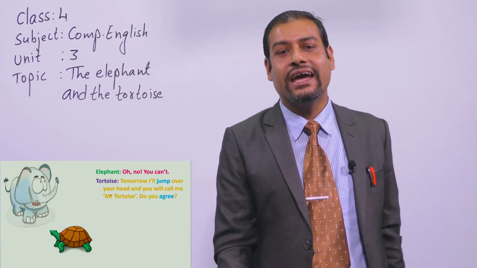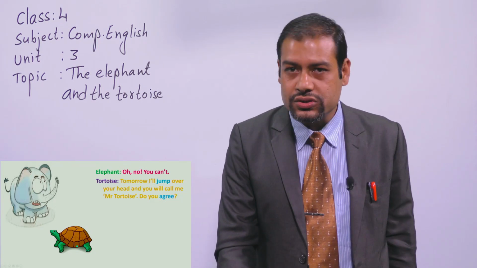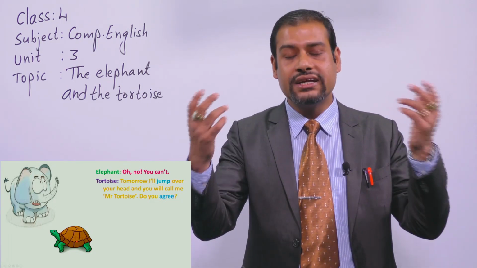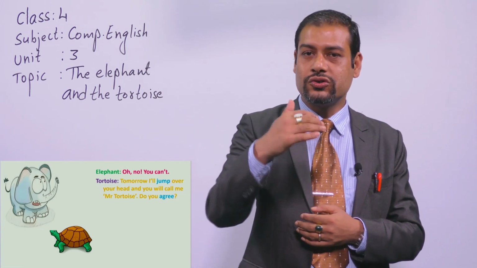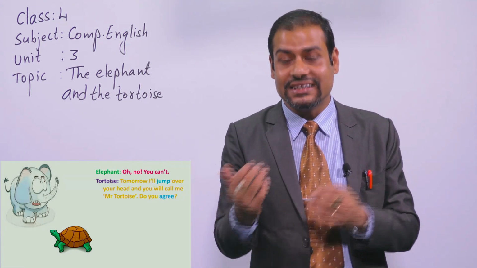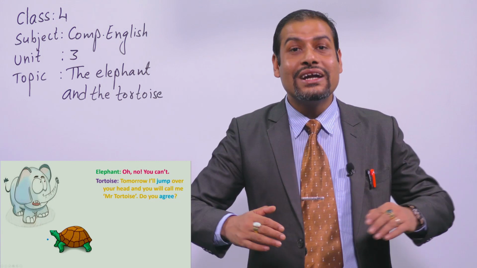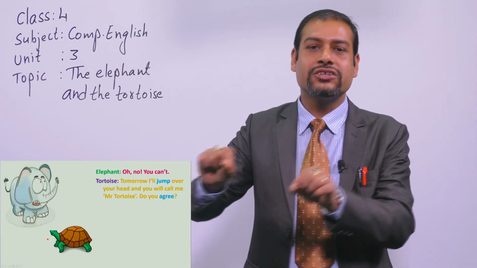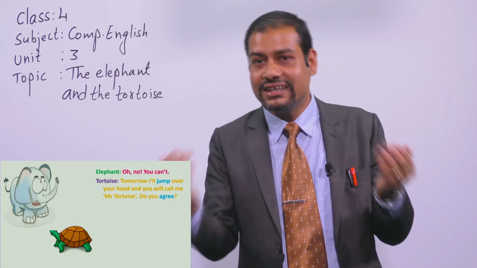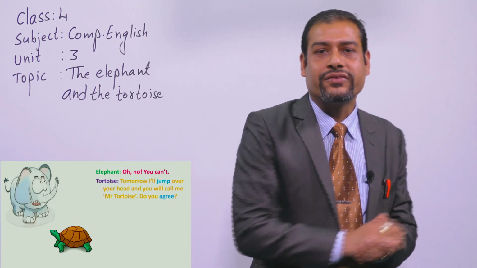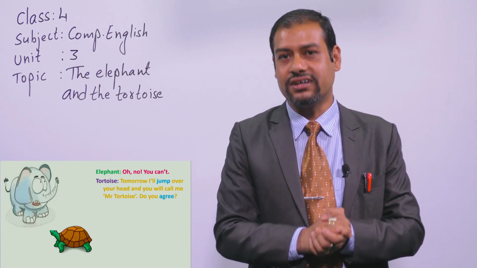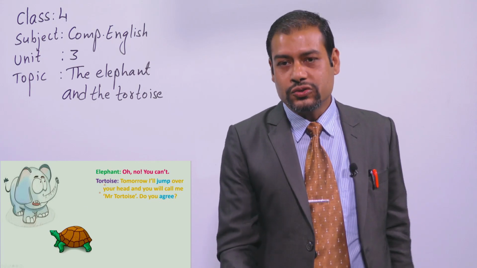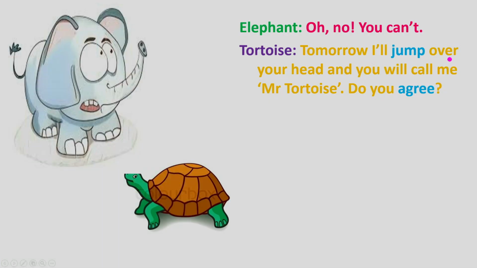Okay, this elephant is insulting the tortoise, calling him short legs. So the tortoise didn't like it. That's why the tortoise wanted to show that it also had a kind of knowledge, a kind of capacity, ability. So the tortoise said, tomorrow I will jump over your head and you will call me Mr.